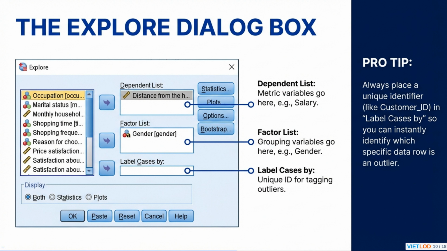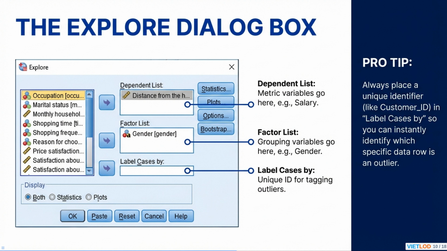Once we've navigated to the Explore command in SPSS, we'll be greeted by this dialog box, which is our central hub for setting up the analysis. Here, we define the variables we want to examine. In the dependent list, you'll place the metric or scale variables you wish to analyze for diagnostics, such as salary or distance from home. Below that, the factor list is where you'll add any categorical grouping variables, like gender or department, if you want to perform the analysis for different subgroups.